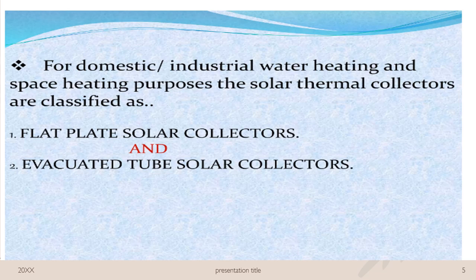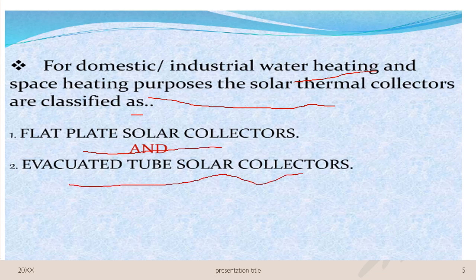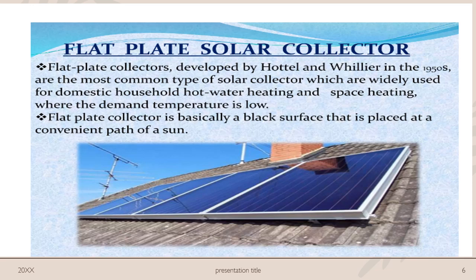For domestic or industrial water heating and space heating purposes, the solar thermal collectors are classified as flat plate solar collectors and evacuated tube solar collectors. A flat plate solar collector. This is how it will look like. The flat plate solar collectors.